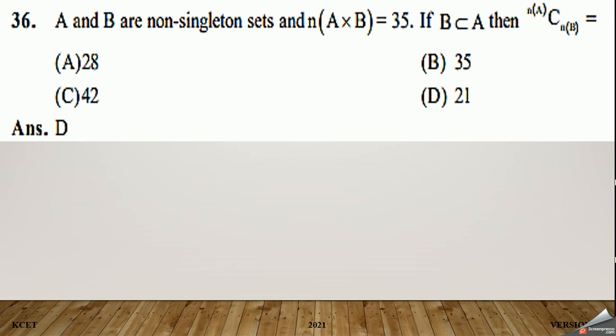A and B are non-singleton sets. N of A Cartesian product B is 35. So A cross B is 35 means it should be either 7 into 5 or 5 into 7, and they have given that B is a proper subset of A. Number of elements in B should be less than number of elements in A. So as I told you, either it can be 7 into 5 or 5 into 7, but according to this condition it has to be 7 into 5, 7 elements in set A and 5 elements in set B.